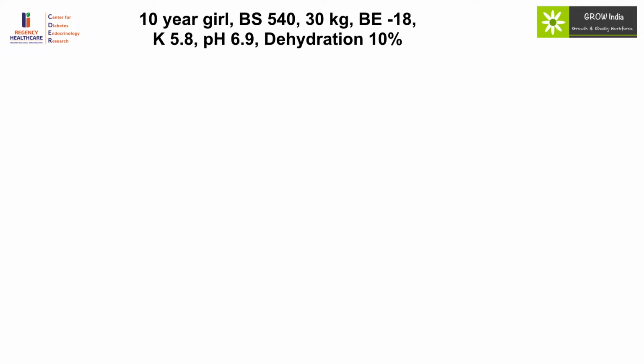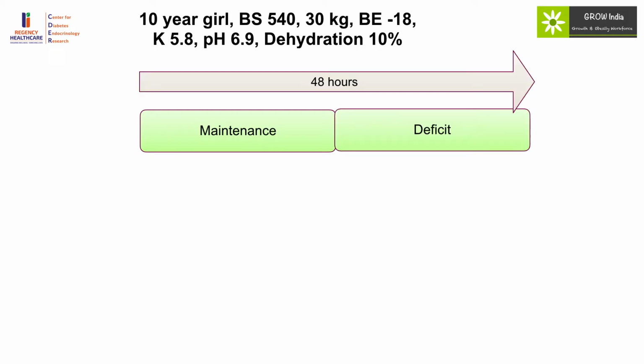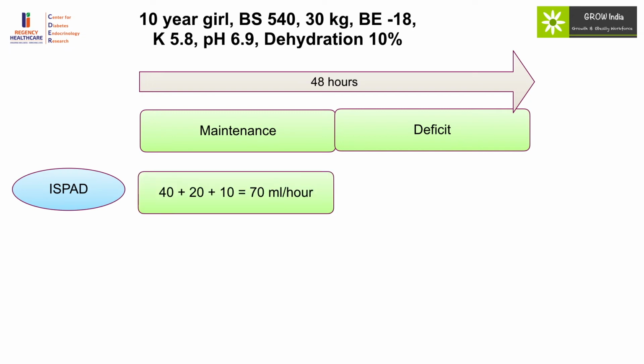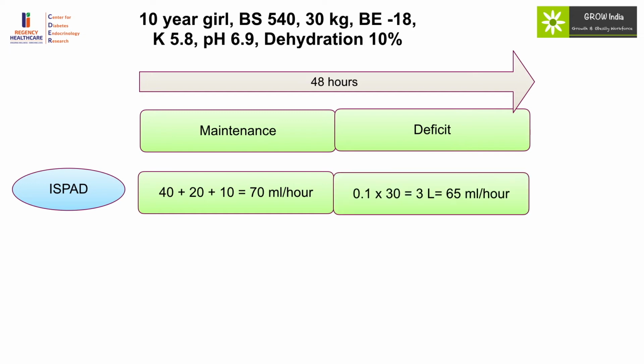We'll now decide about the fluid requirements, which will include the maintenance and deficit over a period of 48 hours, because there are no clear-cut features of cerebral edema in this setting at the moment. So as per the SPAT protocol, the 4-2-1 rule, her fluid requirement is 70 ml per hour for the maintenance, and considering a 10% dehydration, it is 65 ml per hour over a period of around 48 hours. So a total fluid requirement would be 135 ml per hour.